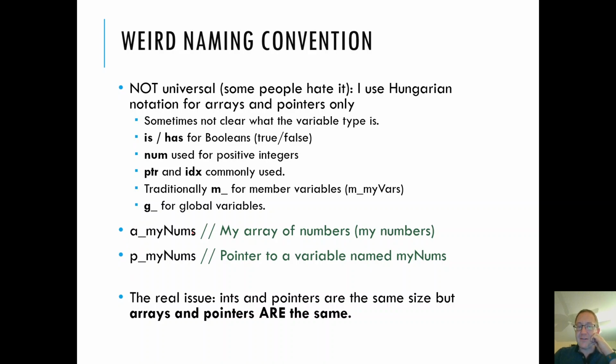And it's easy enough to forget the S to pluralize things. So if I call it my num, it's suddenly singular. A underscore, I know it's an array. P underscore my nums is a pointer to some variable named my nums. There's nothing forcing my nums to be more than one thing.